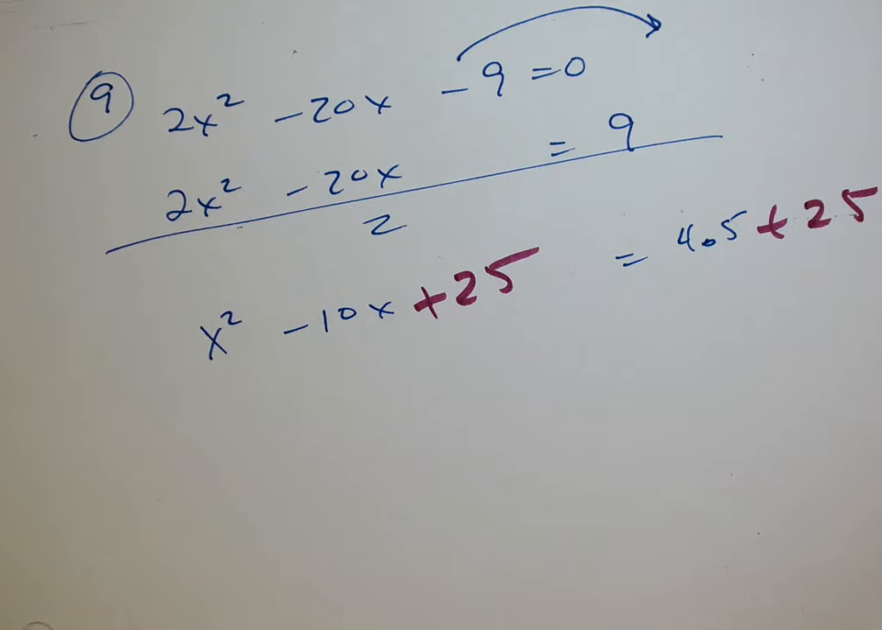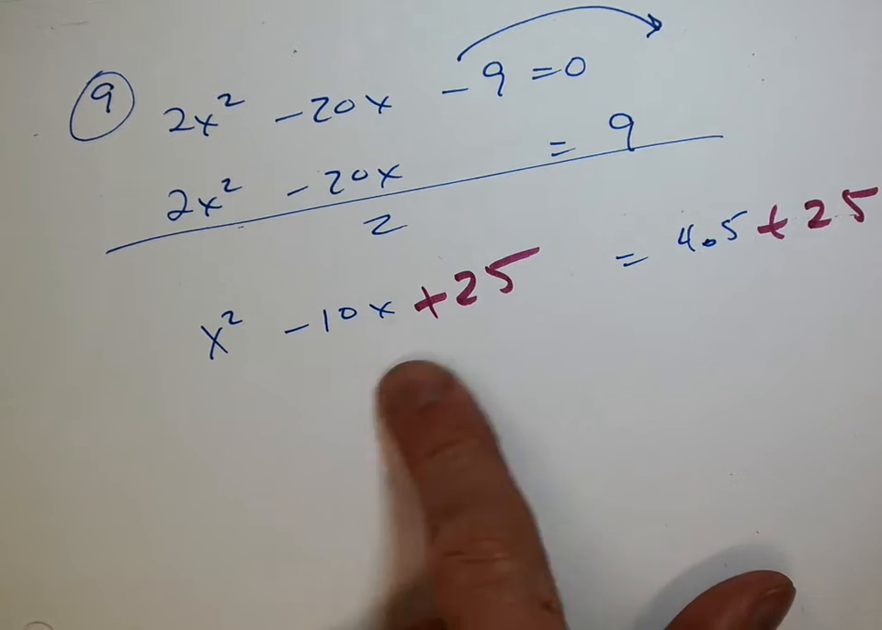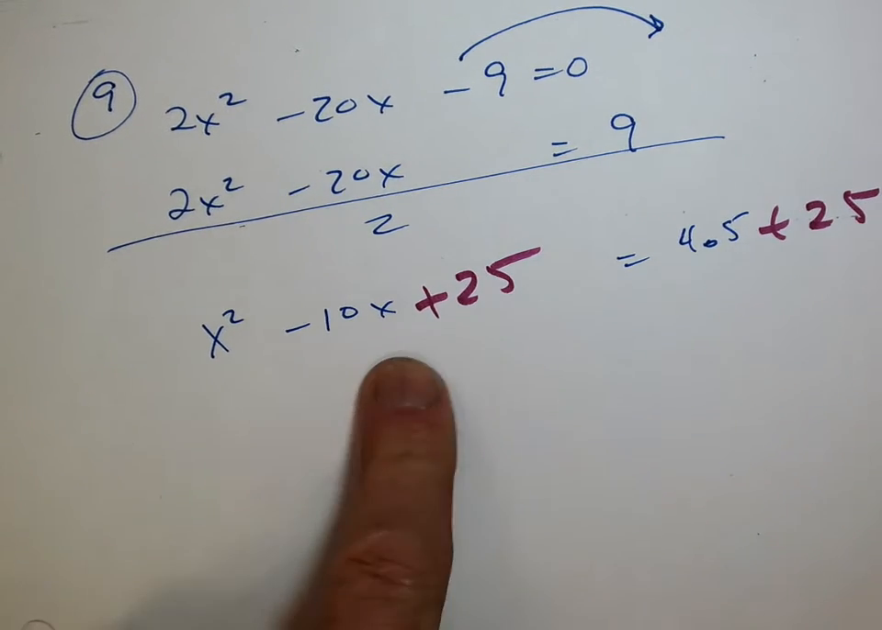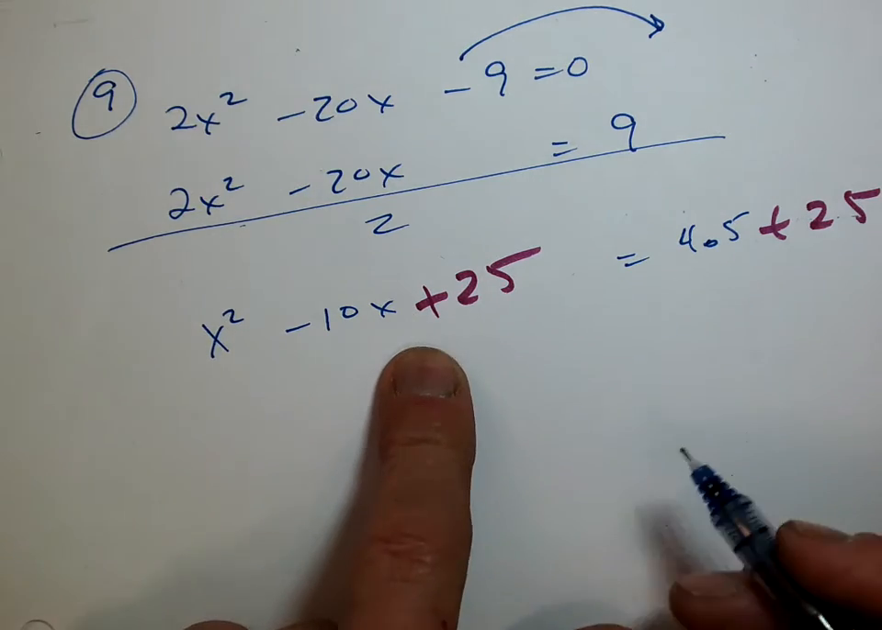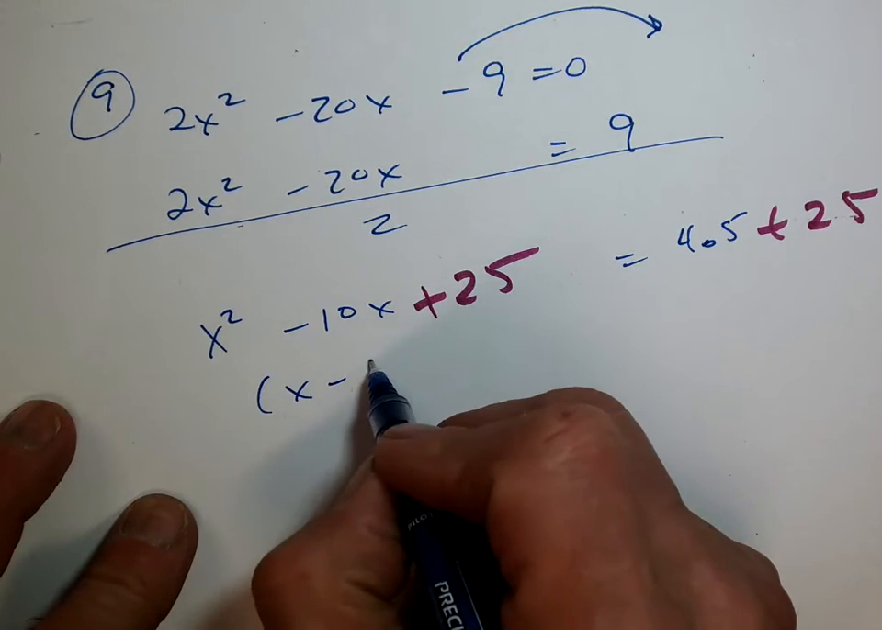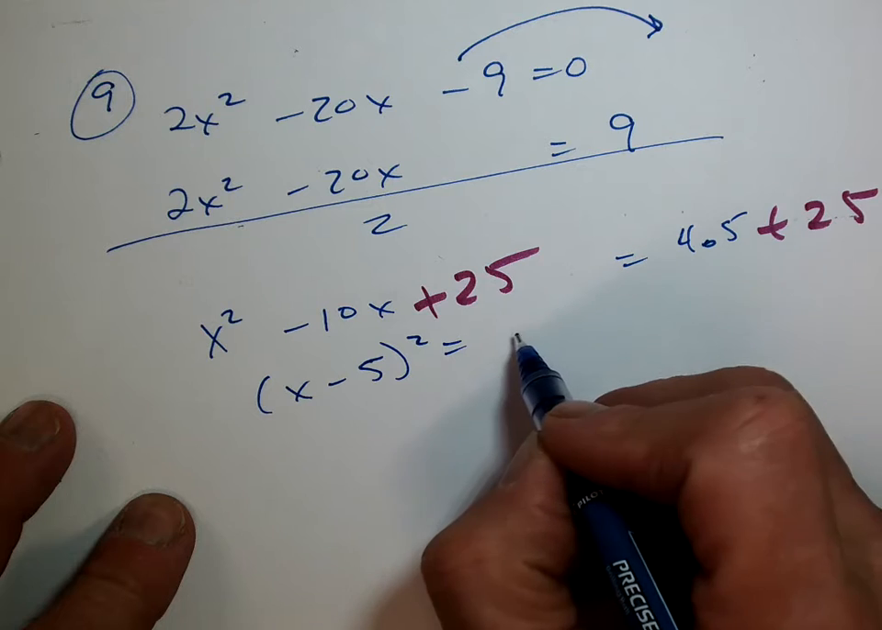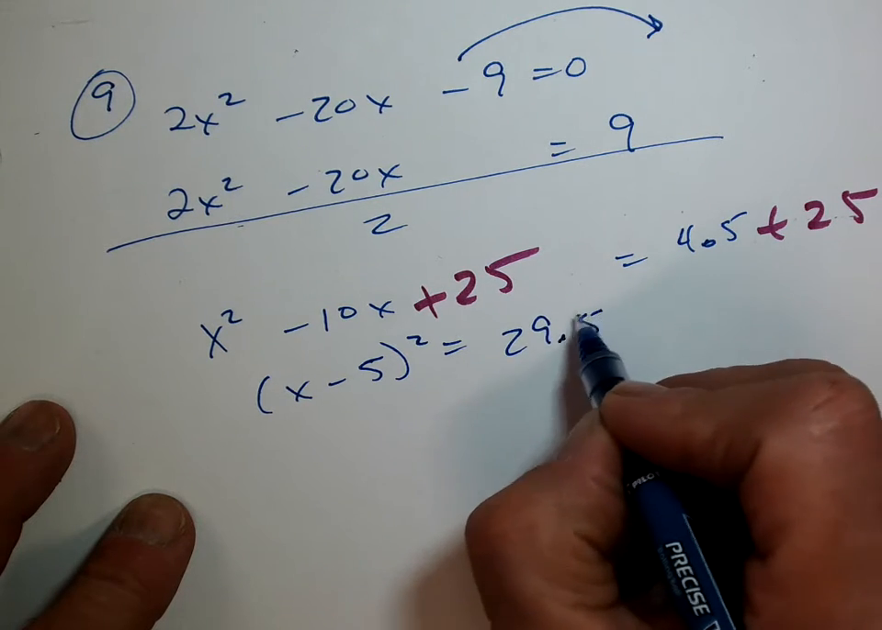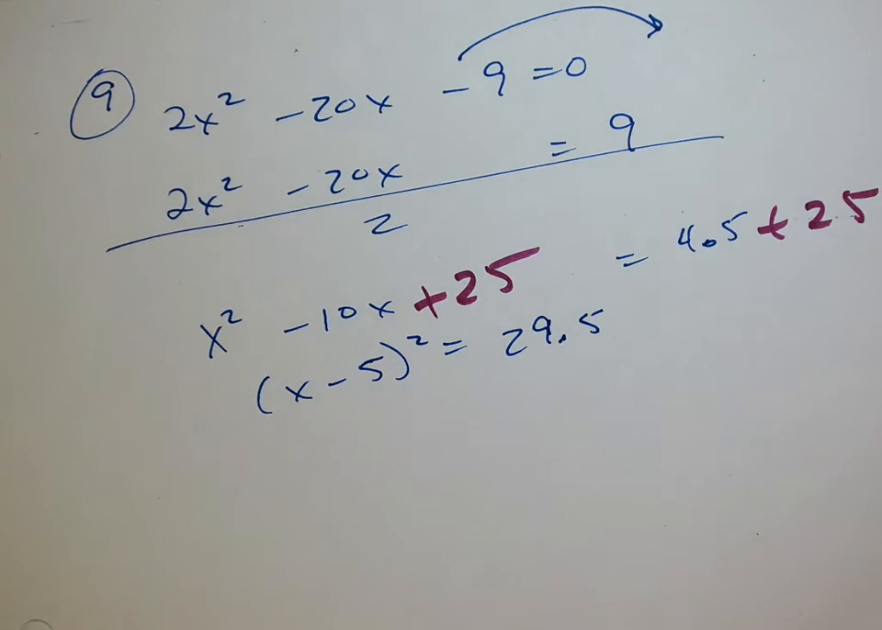Now that'll factor. Am I going too fast? Maybe. I'll wait for it. That'll factor into x minus 5 squared equals 29.5. Decimals, I don't care. They don't scare me. I can do decimals. Okay. Square root, right?